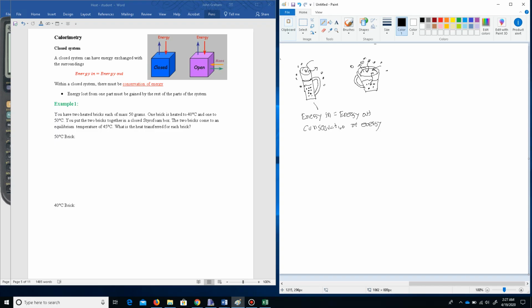So we have conservation of energy. The energy lost from one part must be gained by the rest of the parts of the system. A lot of times if this is hotter, the energy will leave. If this is cold, say you're trying to keep something cold, you have the energy come in overall.